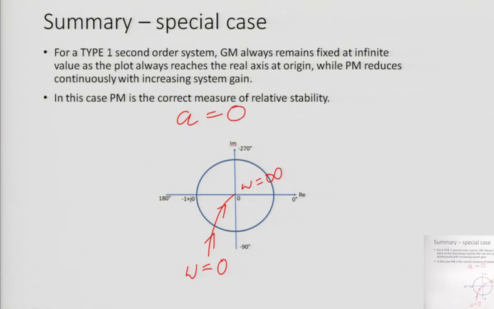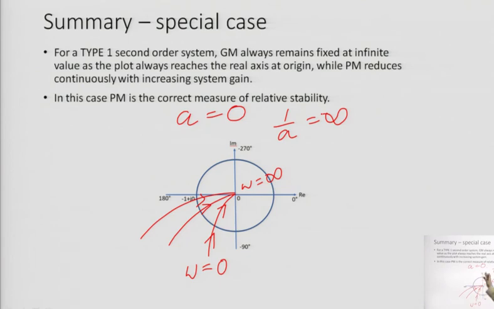However much you increase the value of gain, the plot will go somewhere like this but never cross the real axis. That means the gain margin will be 1 upon A, that is infinite. Always in this case the gain margin will be infinite, and therefore, gain margin is not a measure to correctly understand the relative stability of a system.